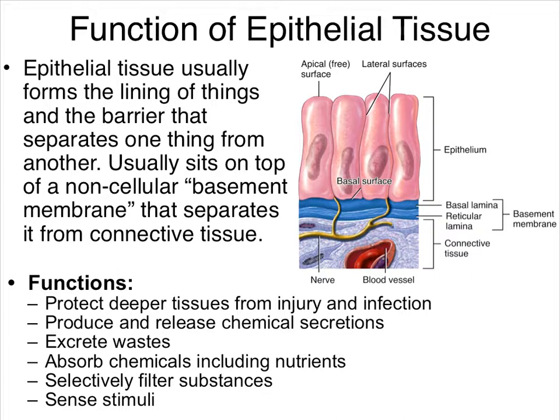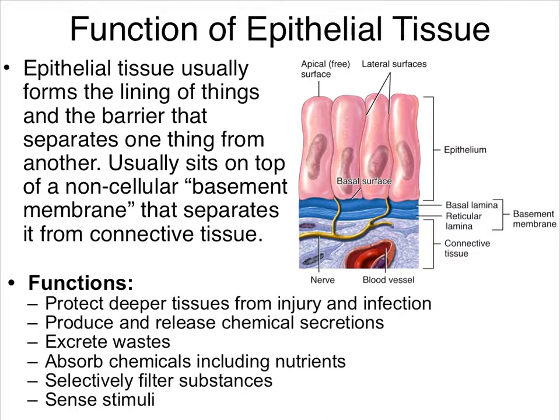And so the epithelial tissue almost always sits on top of connective tissue, at least a little bit of connective tissue. And the basement membrane is a thin layer of connective tissue, a thin layer of extracellular matrix that connects what's called the basal surface of the epithelium to the connective tissue. It's basically what binds the epithelial tissue to the connective tissue.